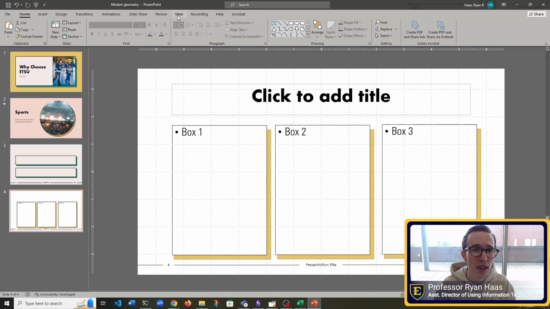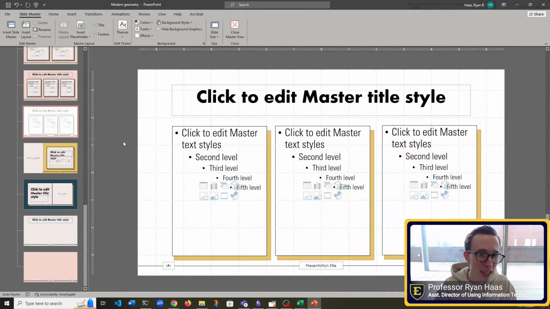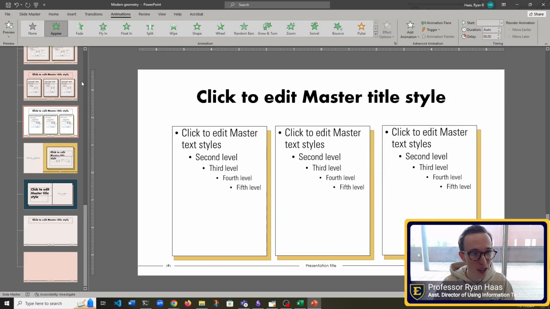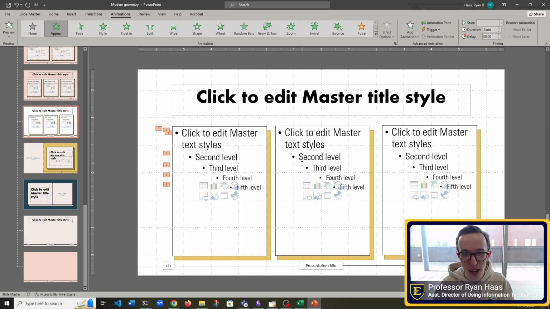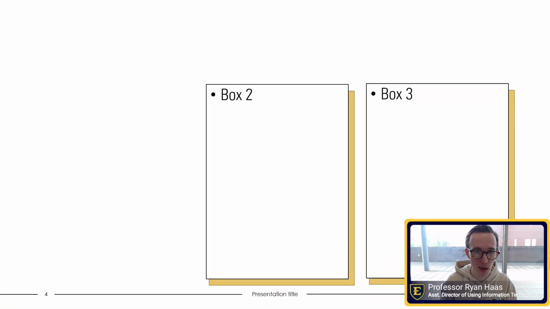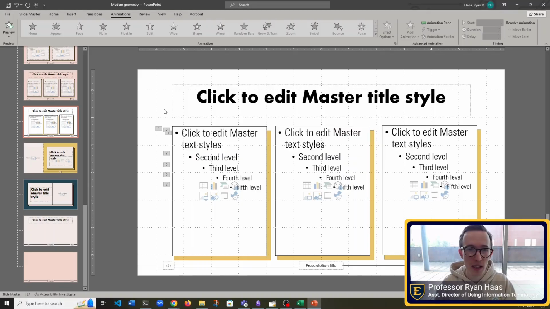So let's go back to the slide master. And now the way I'm going to do that is I'm going to shift and select both of these. And then I'm going to go to animations and click Appear. This is the only animation you'll ever need just about. So now let's try this out. Okay, so that's working. Now let's apply that to my other 2.